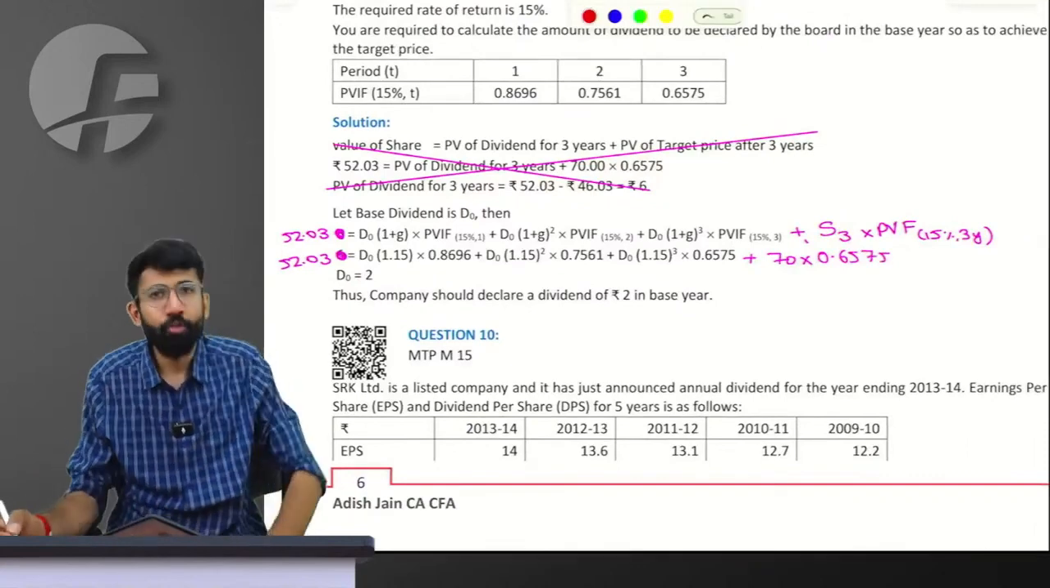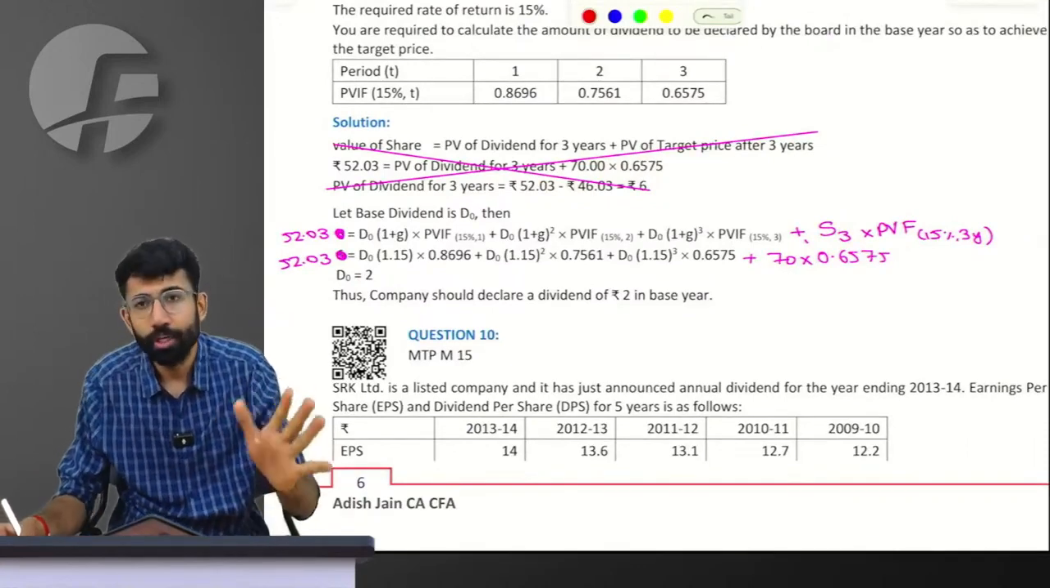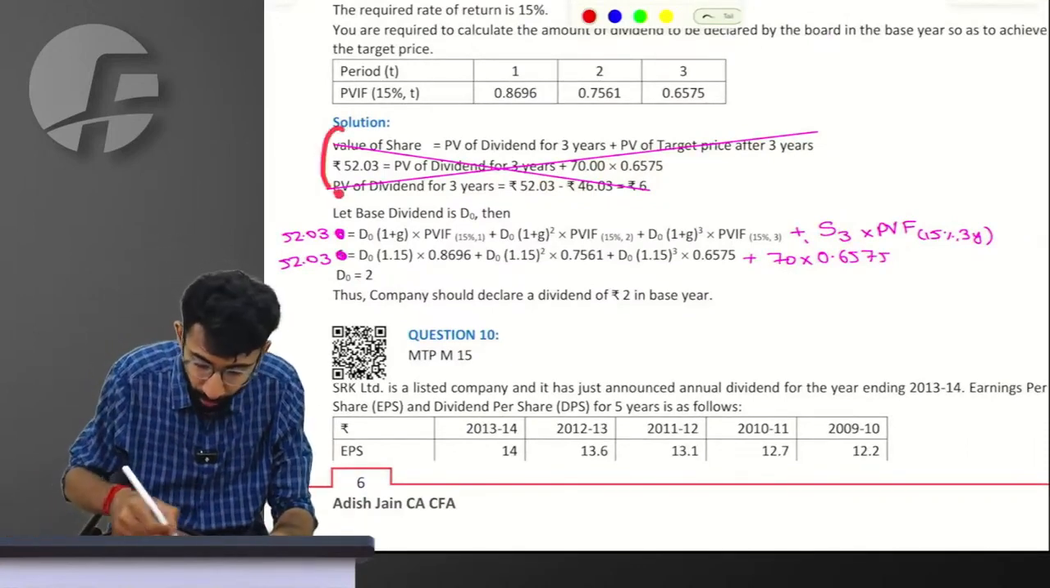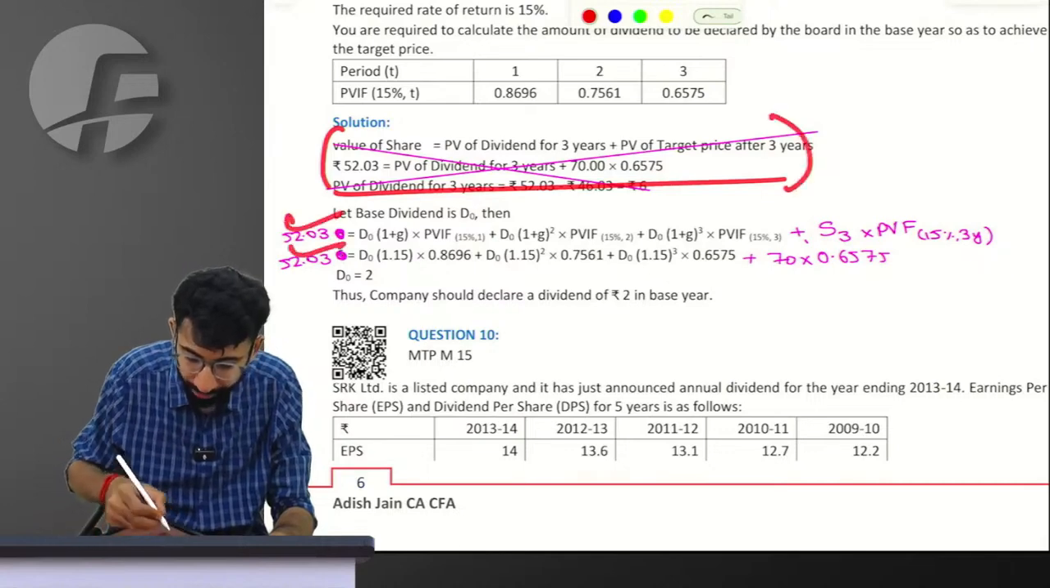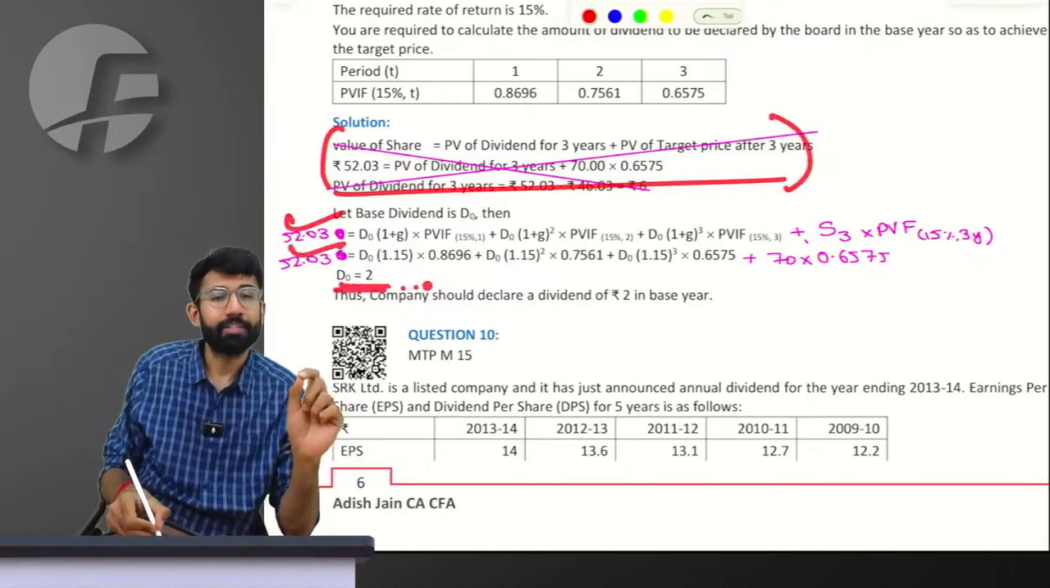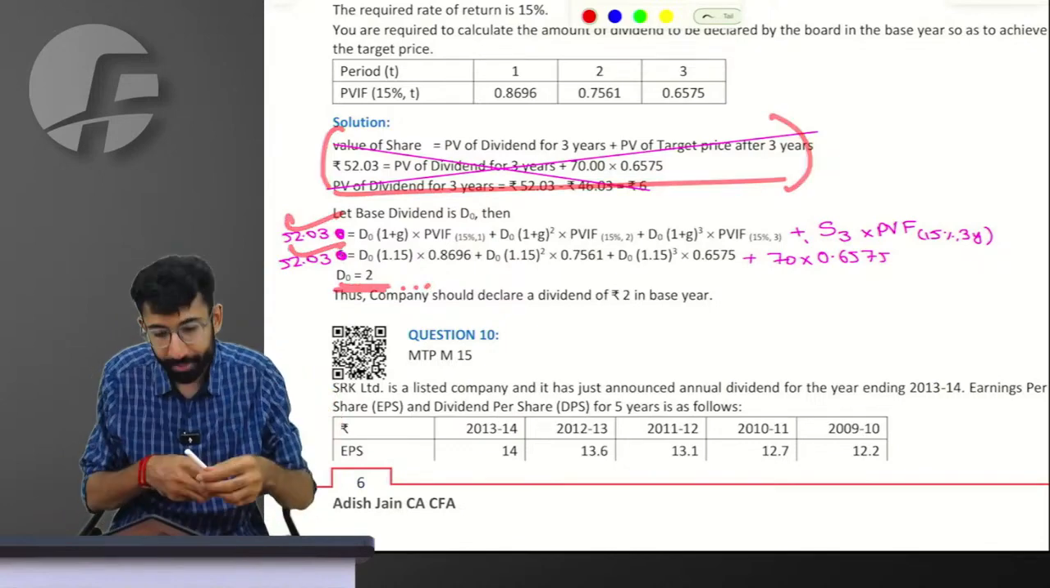So we don't need to blindly follow the institute solution every time. Whether you solve like this or you solve like this, ultimately the answer will remain the same and the institute is going to give you the marks.